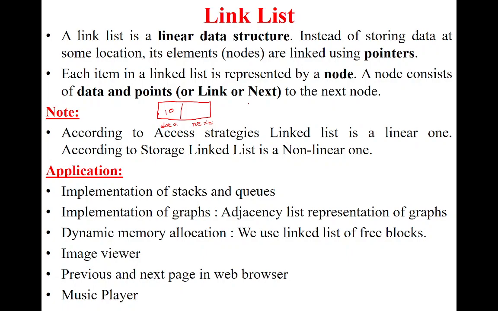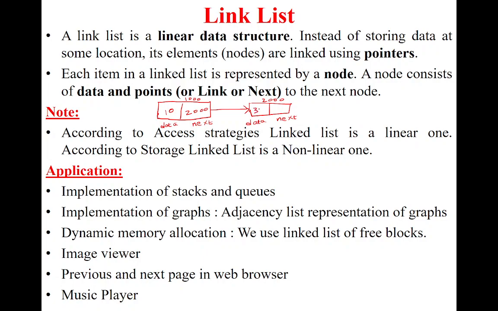For example, we are having one more node like this, and this also will have two parts. This part is data, this part is next. Let us assume the address of the first node is 1000, address of the second node is 2000. So the first node, node 1, will have the address of node 2. What is the address of node 2? 2000. So it will have the 2000 over here. So the meaning is that it is connected like this.